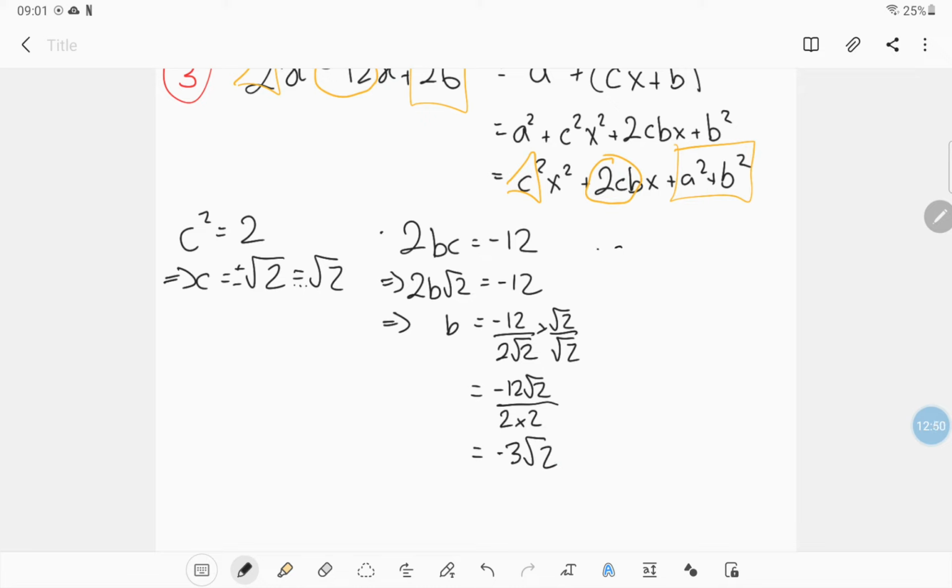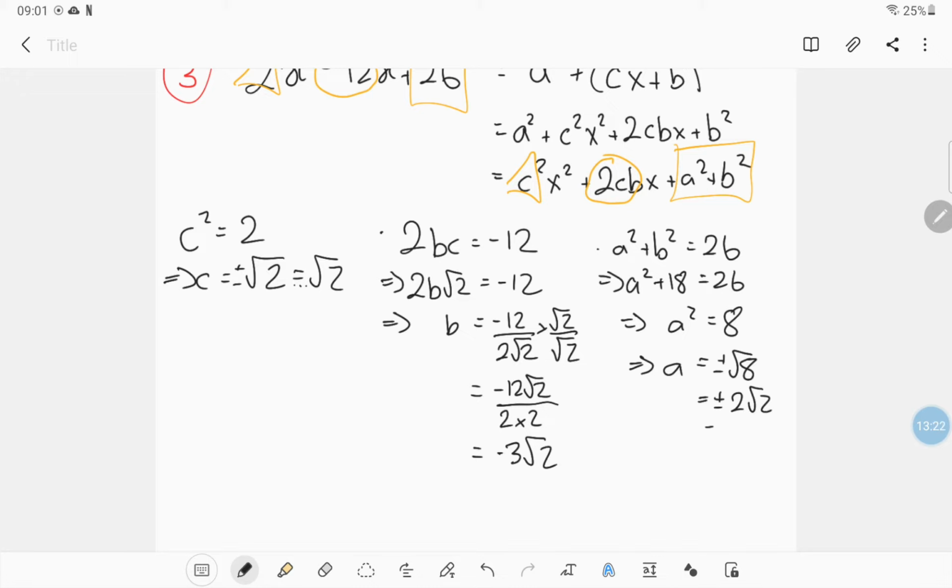And then finally a squared plus b squared, I want that to equal 26. So I need to square minus 3 root 2. If you do it, you'll get 18, because 3 by 3 is 9, root 2 by root 2 is 2, and 9 by 2 is 18, equal to 26. Take away the 18 from both sides, a squared is equal to 8. And then a is equal to plus or minus the square root of 8, which is plus or minus 2 root 2, and we'll just pick 2 root 2.